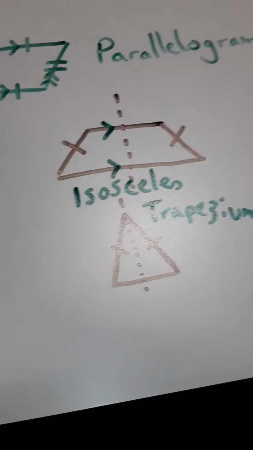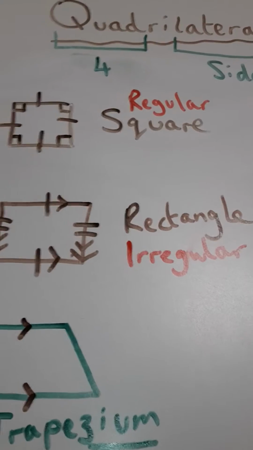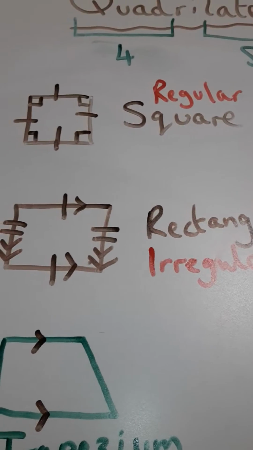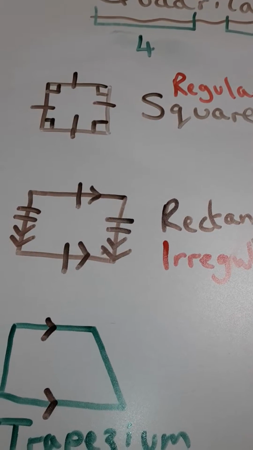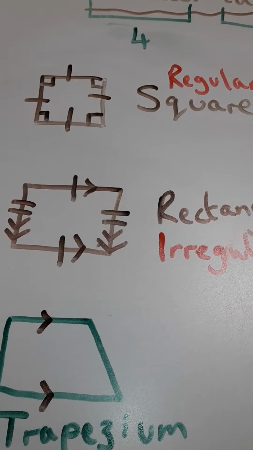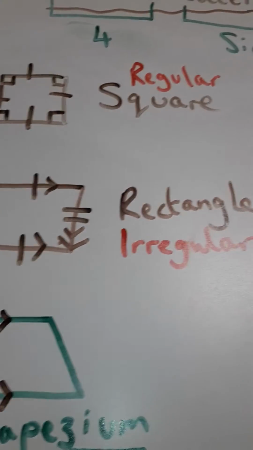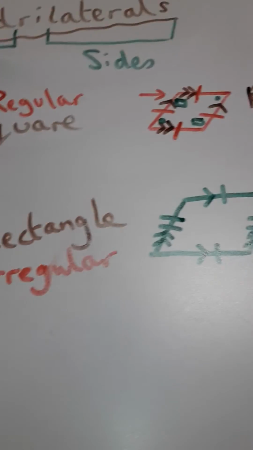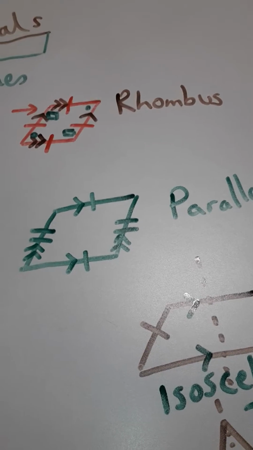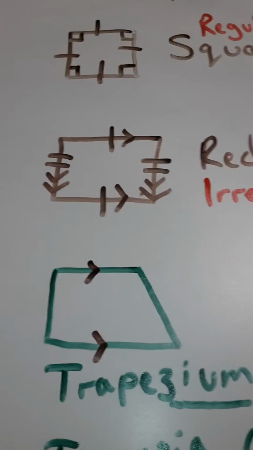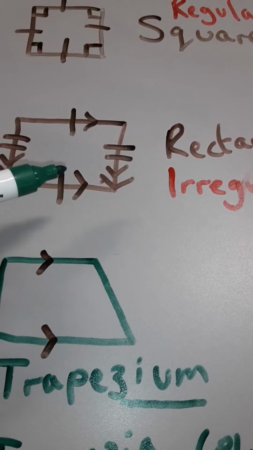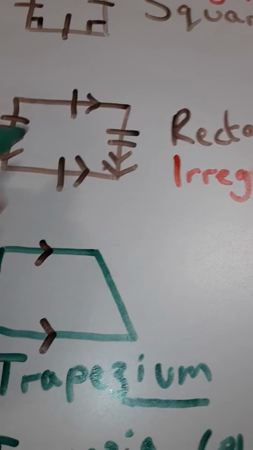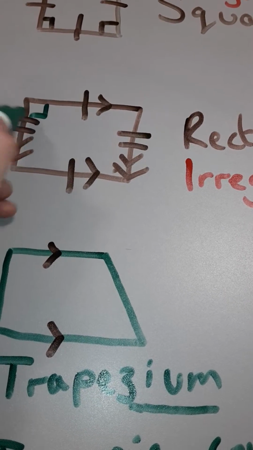Okay, there's a couple more to do, so I'm just going to move over here. So far we've covered a square, which is a regular shape because all of its sides and angles are matched. So you have four side lengths that are the same and four angles that are the same. And then if you push a square over slightly, you get a rhombus. Then a rectangle is an irregular shape because not all of the sides are the same length, although all the angles are 90 degrees.